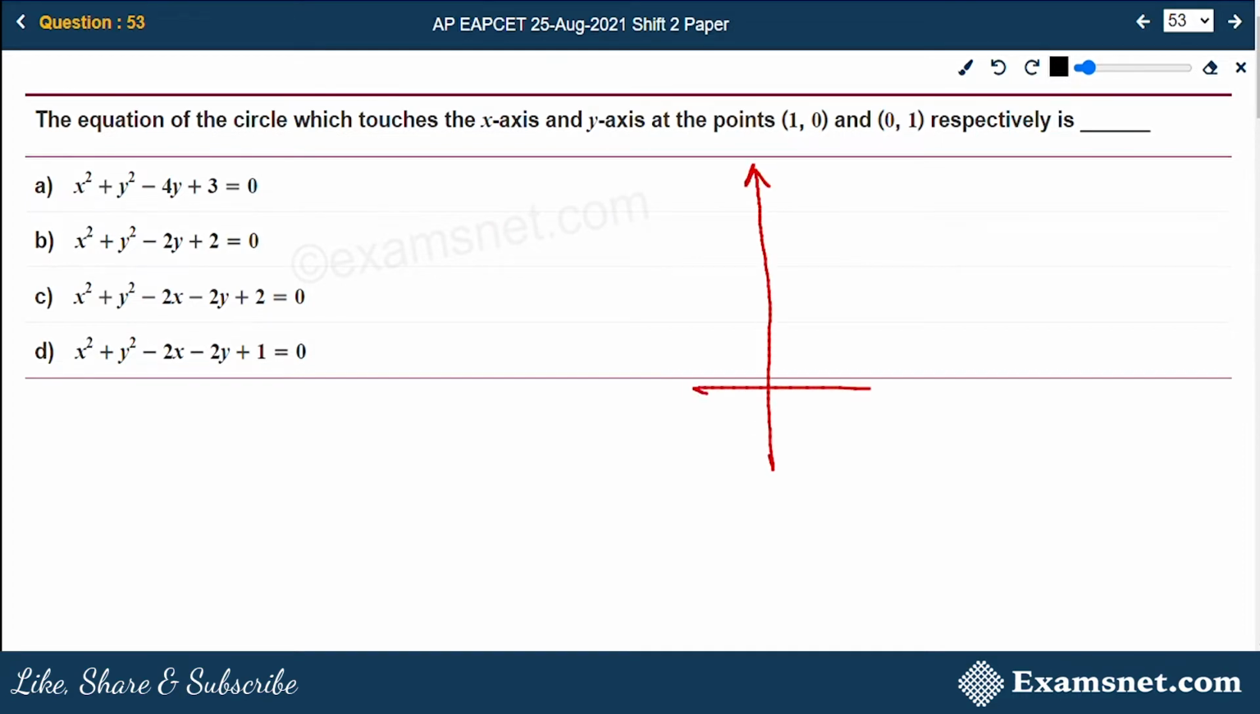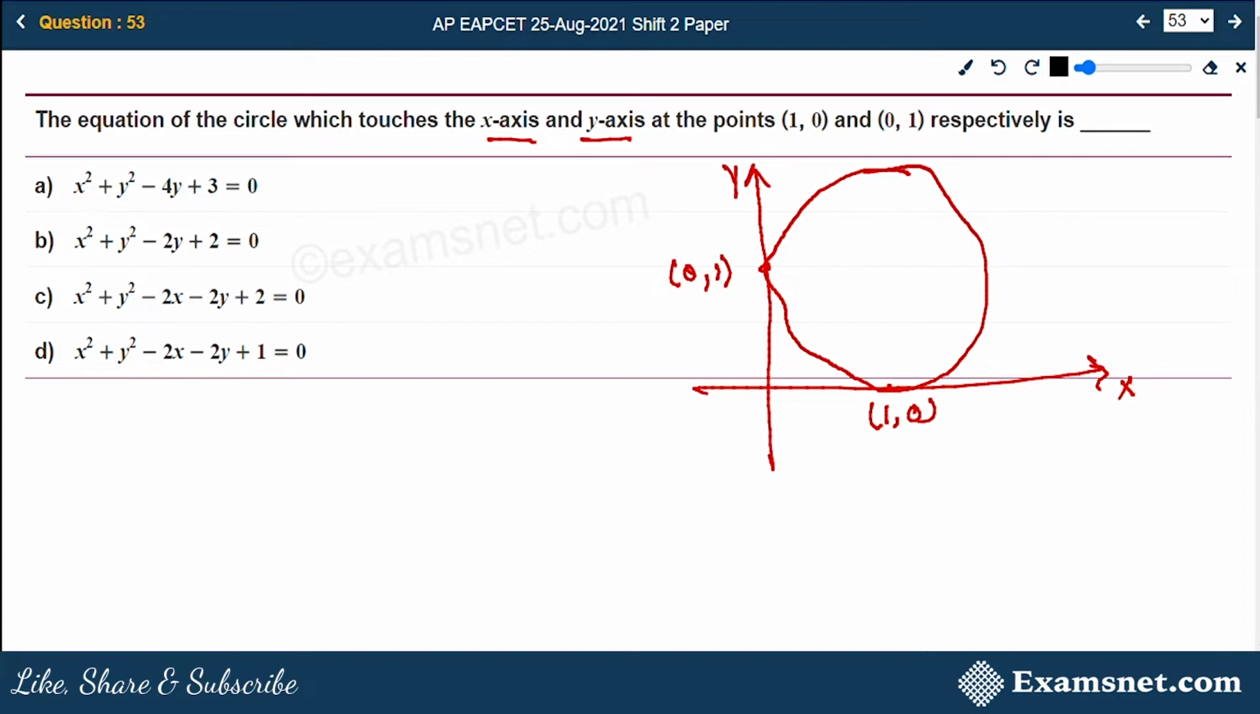If this is the given coordinate axis, the circle touches the x and the y axis at these two points. This point, let it be (1, 0). This is the x axis, this is the y axis, and let this point be (0, 1). So the circle is touching these two axes at these points. The circle is something like this, right? Obviously the center of the circle will be (1, 1). Also the radius of the circle in this case is 1 unit.